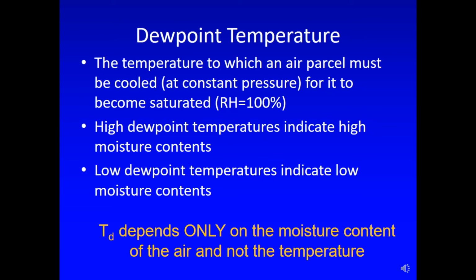So the dew point temperature is defined as the temperature to which an air parcel must be cooled at constant pressure for it to become saturated. An example would be opening the refrigerator door, letting air move into the refrigerator, and then you close the door, and the atmosphere inside your refrigerator will start to cool, and it will cool at constant pressure. And if you cool it down enough, eventually a relative humidity of 100% will be achieved, and that will be the definition of the dew point temperature.